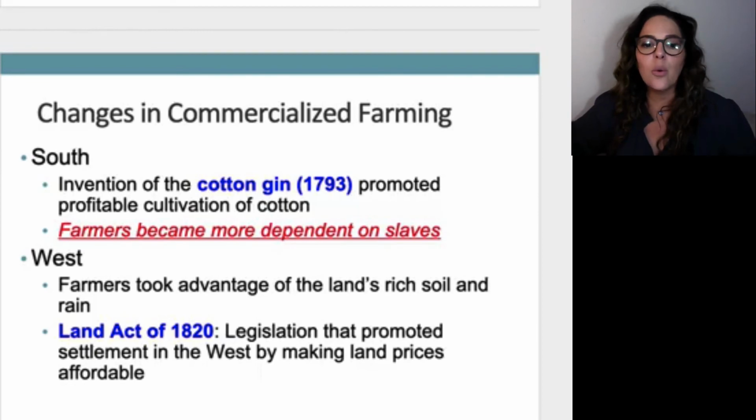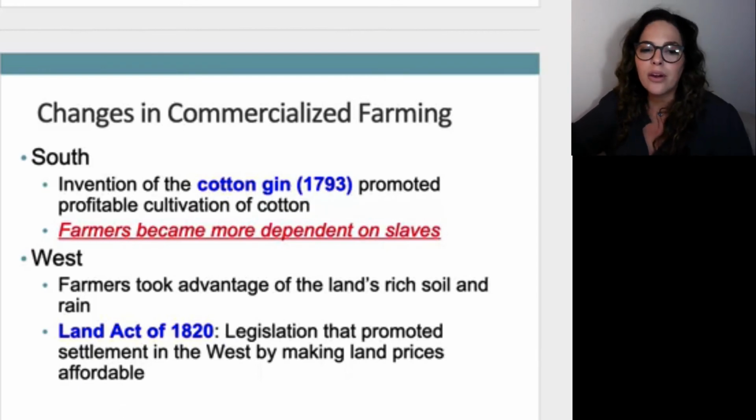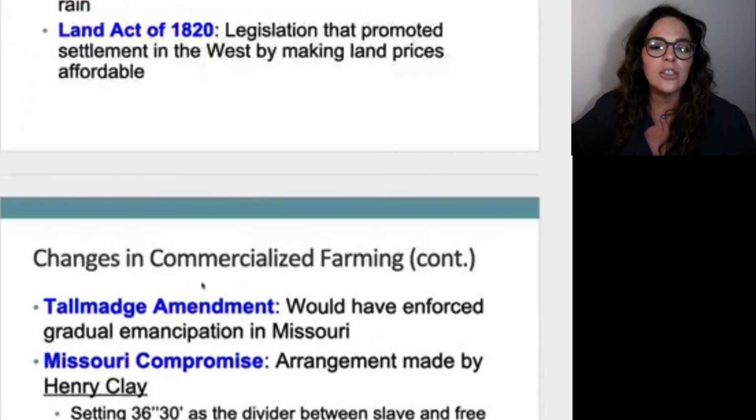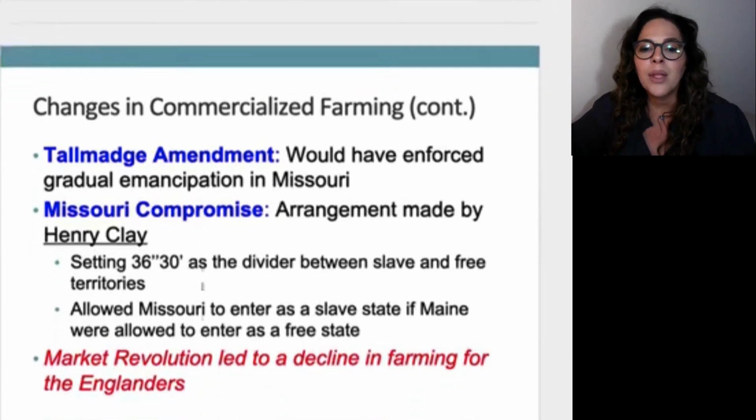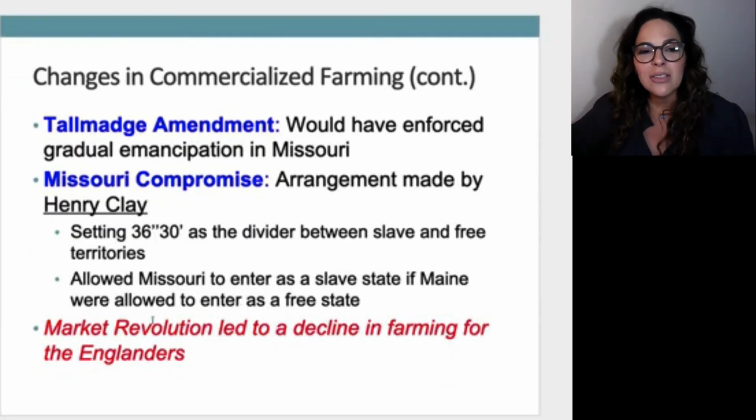So why is this important, why should I know this? Because the Land Act of 1820 is essentially going to guarantee that now that the U.S. has doubled in size, guess what's going to happen? Continued expansion. We're going to continue to move out there as well. So all of these changes are happening, but because of continued expansion, the issue of slavery is going to come up again.